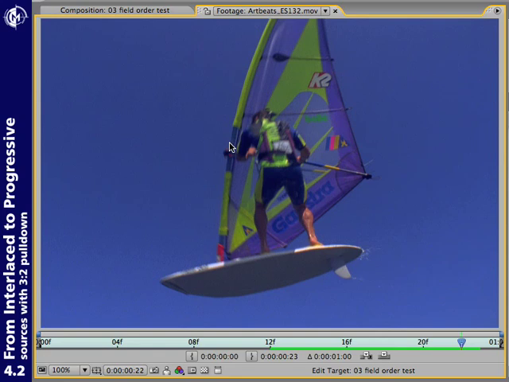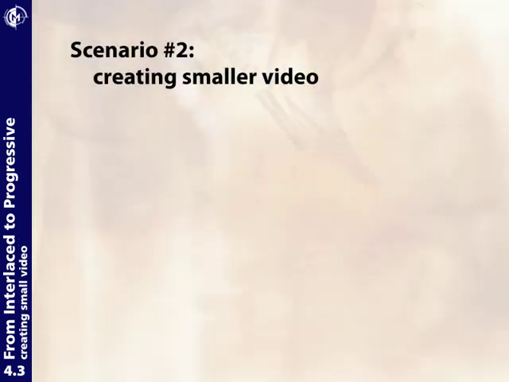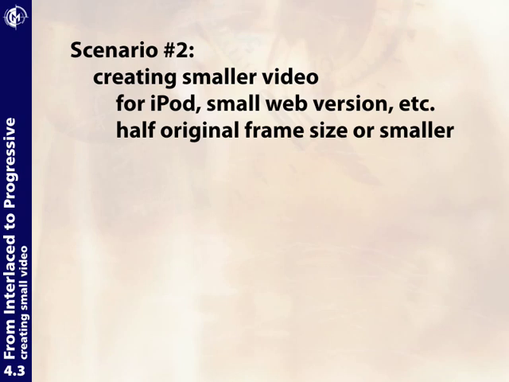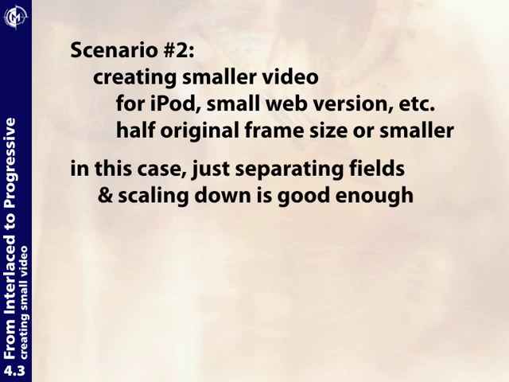And since your output's progressive, you can just use this footage directly, output at a slower rate, nothing else required. It's already good, clean footage to work with. The second scenario is if we're going to be creating a smaller video from our source, say video destined for an iPod or a website, and it's going to be, say, half size or even smaller than the original video. In this case, we can get by with separating fields and not doing much else, to be honest.